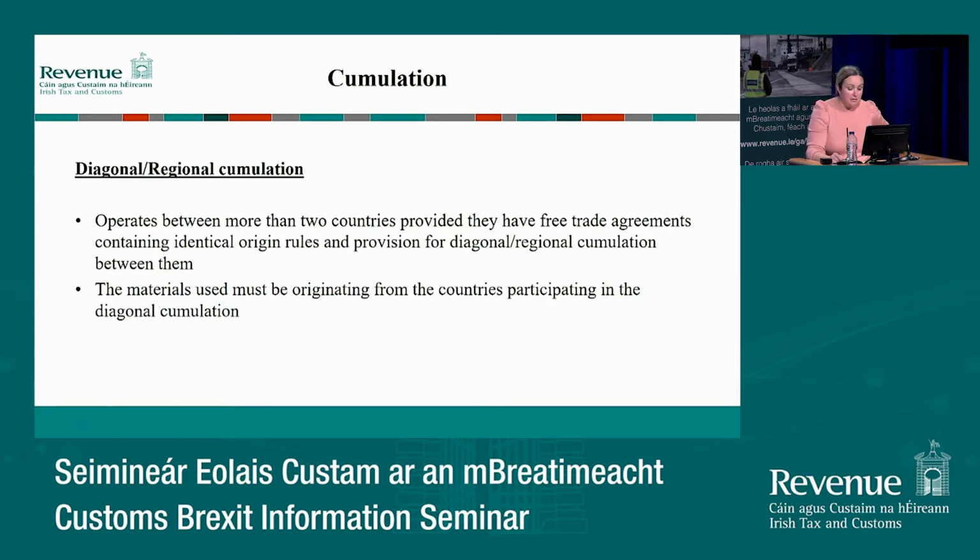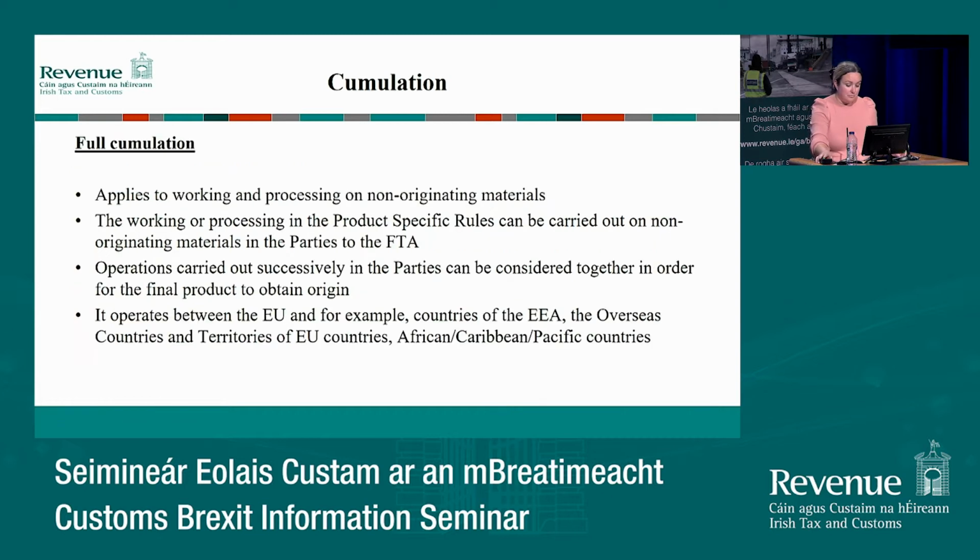The second type is diagonal or regional accumulation, and in general it operates between more than two countries, provided they have free trade agreements containing identical origin rules and that they include a provision to allow for diagonal or regional accumulation. And then finally, full accumulation applies to the working and the processing of the non-originating materials, and the working or the processing in the product-specific rules can be carried out in any of the territories of the parties to the FTA, and successive processing can count towards the final origin.